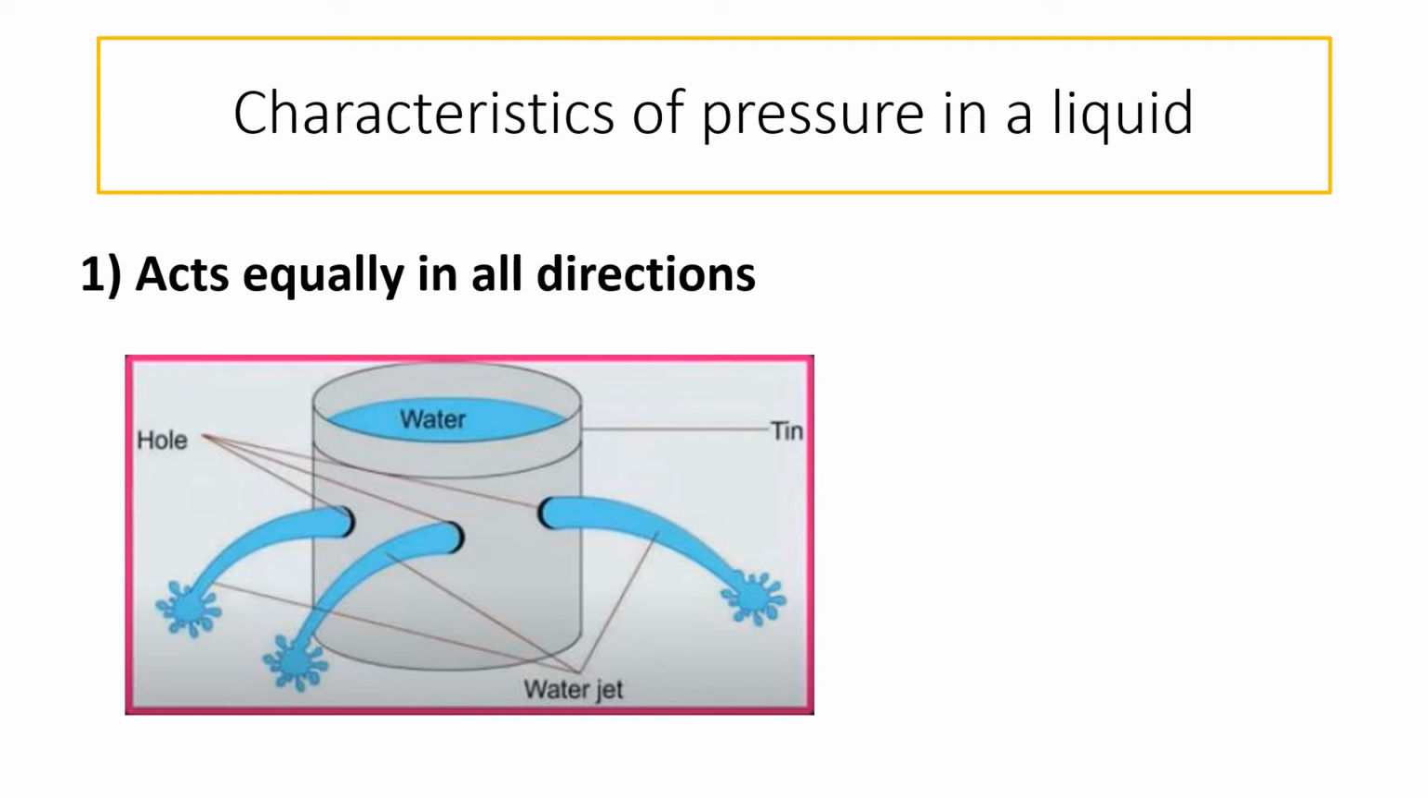The pressure at a point in a liquid acts equally in all directions at a particular depth when the tin is drilled with several identical holes at the same height.